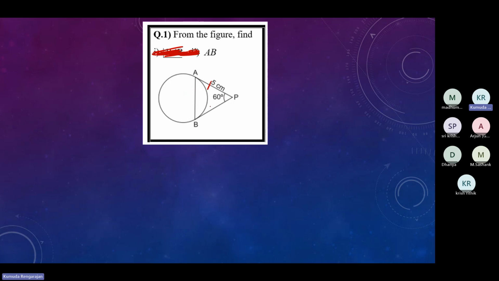Since these two sides are equal, 180 minus 60, 120, 120 by 2, 60, 60. So triangle PAB is equiangular, so it's equilateral. So all sides are equal, hence AB is 5 centimeters.